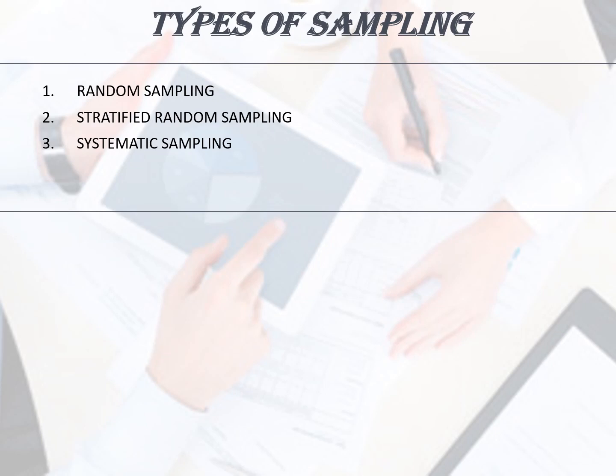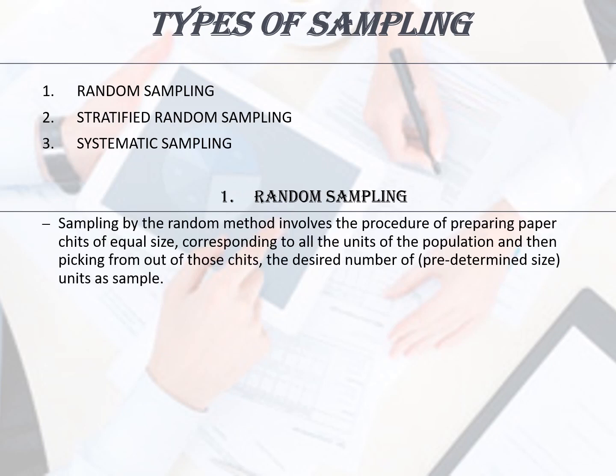Types of sampling. Sampling is divided into three categories: random sampling, stratified random sampling, and systematic sampling. Random sampling. Sampling by the random method involves the procedure of preparing paper chits of equal size corresponding to all the units of the population and then picking from out of those chits the desired number of units as sample.